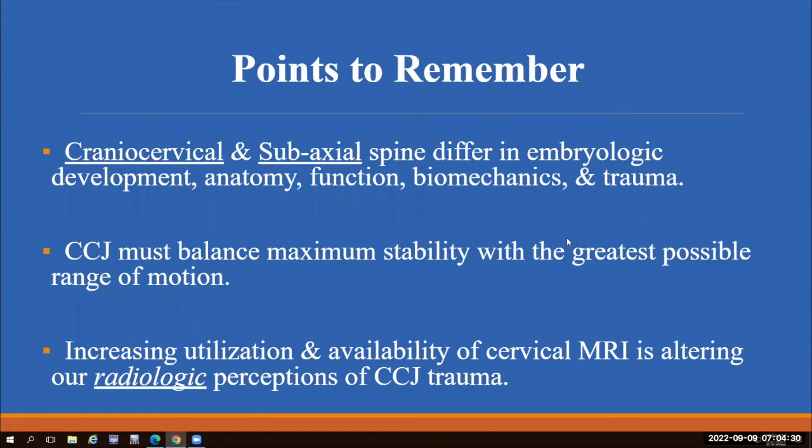So points to remember: the craniocervical junction and the spine inferior to C2 differ quite a bit in embryologic development, anatomy, function, biomechanics, and trauma. The reason is that the craniocervical junction has a unique job: it has to balance maximum stability with the greatest possible range of motion. And the increasing utilization and availability of cervical MRI is starting to alter our radiologic perceptions of craniocervical junction trauma.